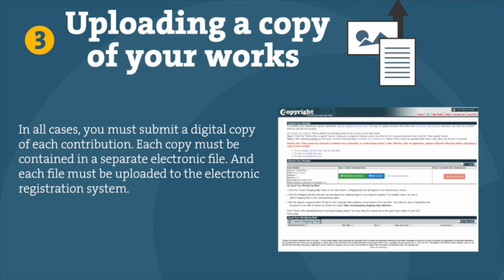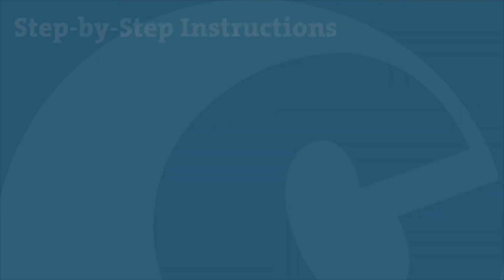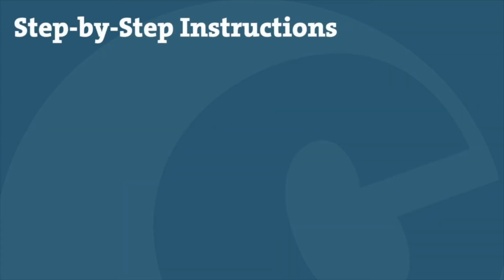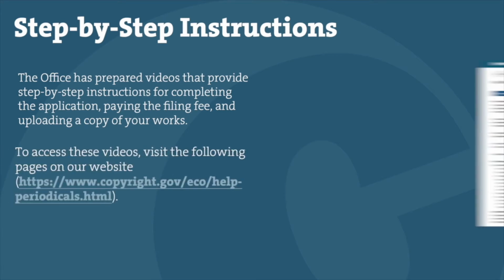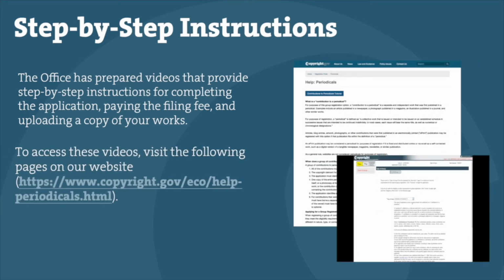Each copy must be contained in a separate electronic file, and each file must be uploaded to the electronic registration system. Step-by-step instructions. The office has prepared videos that provide step-by-step instructions for completing the application, paying the filing fee, and uploading a copy of your works. To access these videos, visit the following pages on our website.